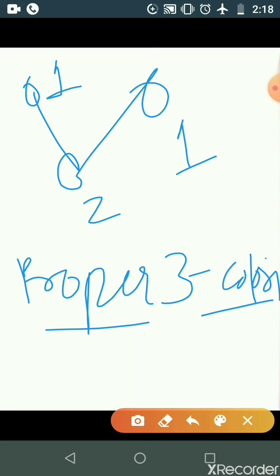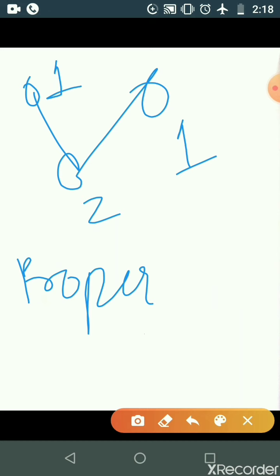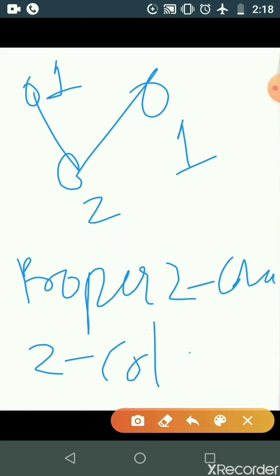Okay, this is a proper 2-coloring, not 3. 3 has already been discussed. So proper 2-coloring, and this graph is 2-colorable. Okay, this graph is a 2-colorable graph. Done?